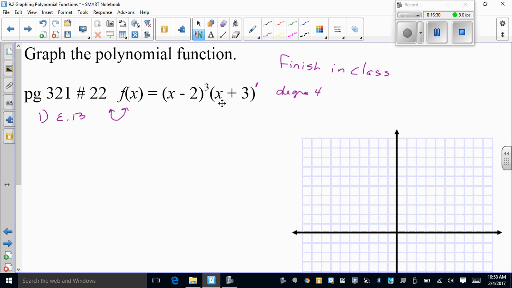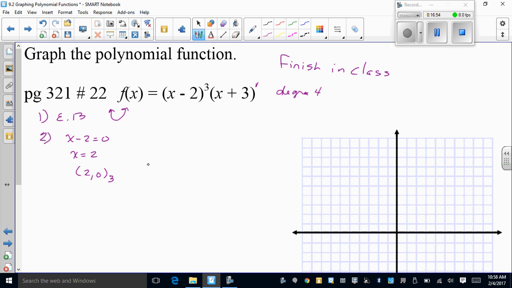This one has a power of 1. If I expand this out and multiply it by this, I will get a power of 4. Our zeros, because it's in factors, are going to make our life easy. x minus 2 equals 0, so we get x equals 2. So that's (2, 0) with multiplicity of 3.